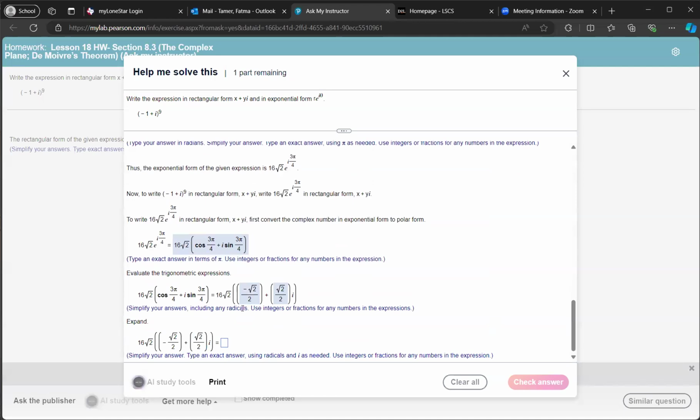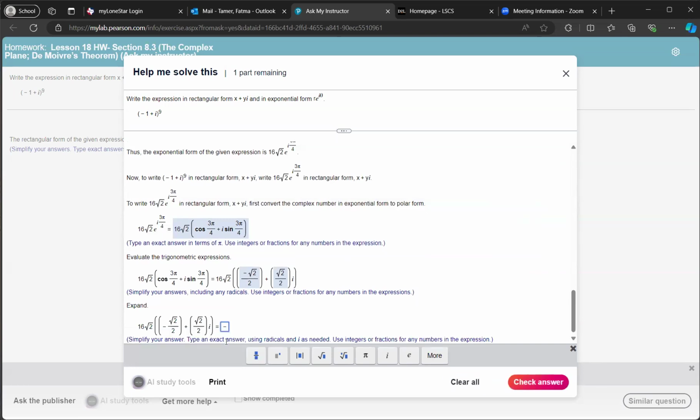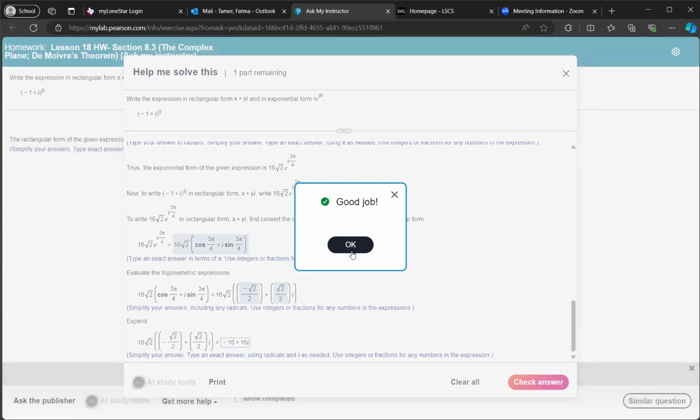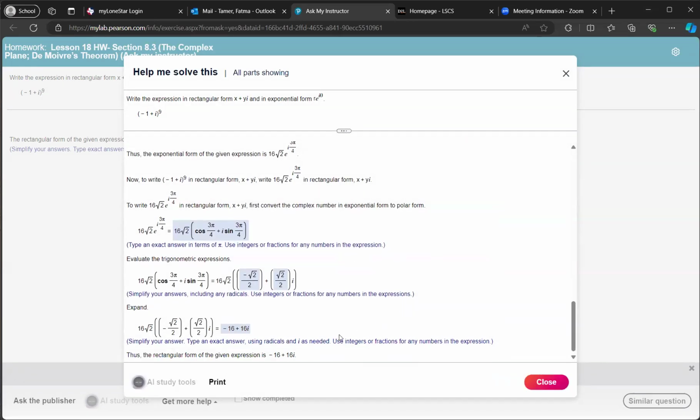Okay, now when we perform the multiplication here, root 2 times root 2 is just 2, and the top 2 cancels the bottom 2, and all I get is 16 times negative 1 here, which is just negative 16. Similarly, it's the same numbers that we are multiplying, but it's just positive, plus 16i. This is how I answered this question about section 8.3, and it's about De Moivre's theorem. This is how you solve this question.